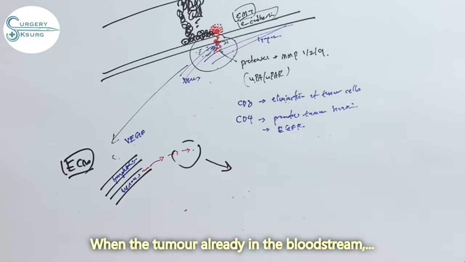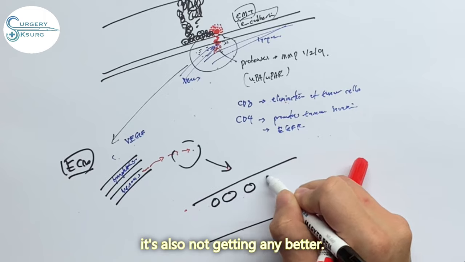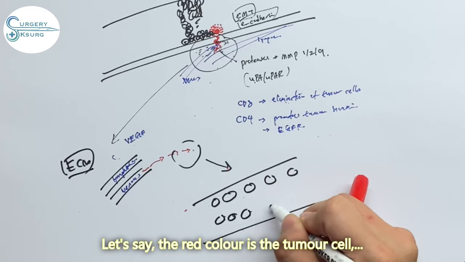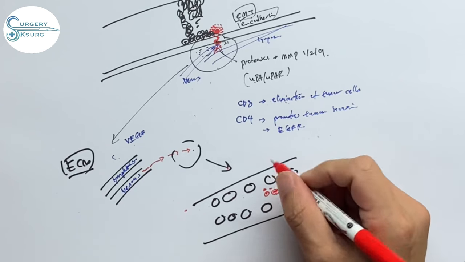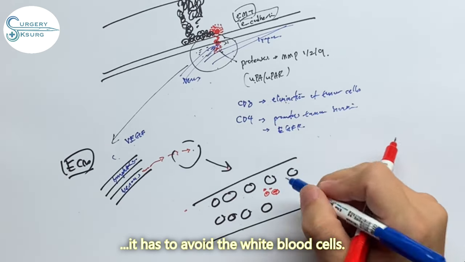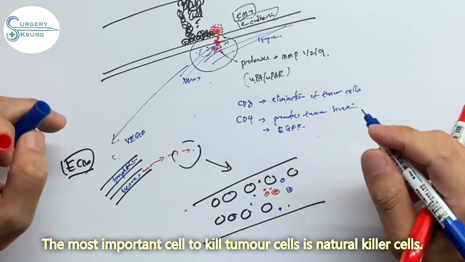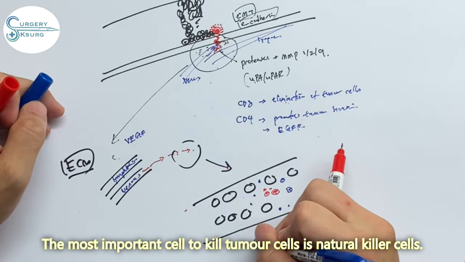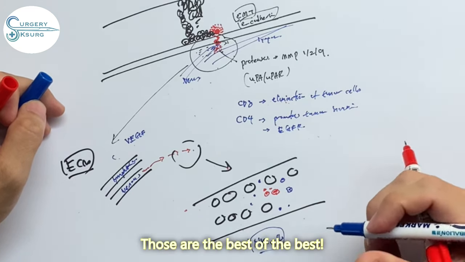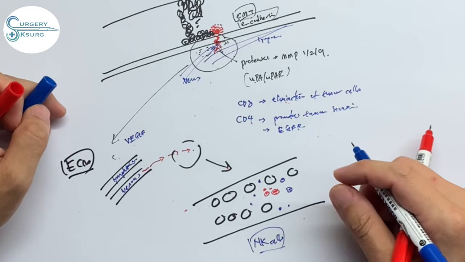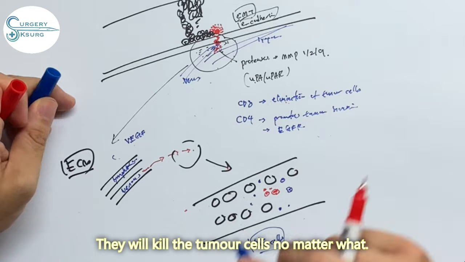When the tumor cell is already in the bloodstream, it's also not getting any better. Let's say the red color is the tumor cells. It has to avoid the white blood cells. The most important cell that will kill the tumor cell is the natural killer cells. We call them NK cells. Those are the best of the best. Those are the assassins of the tumor cell. It will kill the tumor cells no matter what.